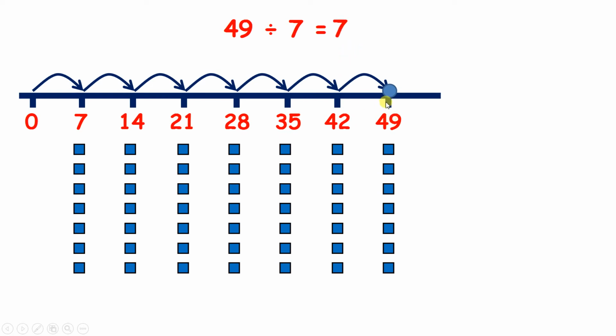Now we could have started at 49 and taken away 7 each time until we got to 0, but it's easier to count forwards rather than backwards, and we get the same answer either way because we're just counting the number of jumps.